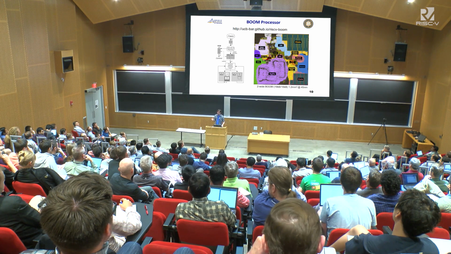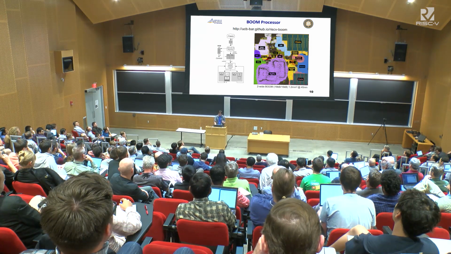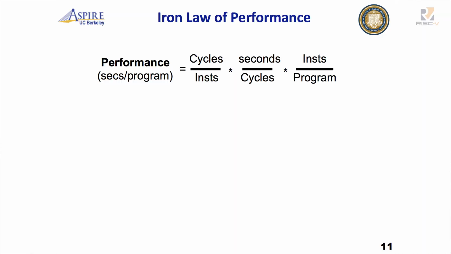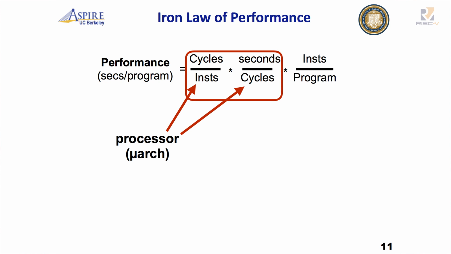Does it mean I need to work harder? Do I need to be fired? Or can I graduate? I don't know. To explain why I'm confused: I'm measuring the raw performance, seconds per program. But there are actually three specific terms that make up performance. And as the guy building the processor, the microarchitect, I only have control over two of these terms: how many cycles to execute an instruction, and how many cycles there are a second.